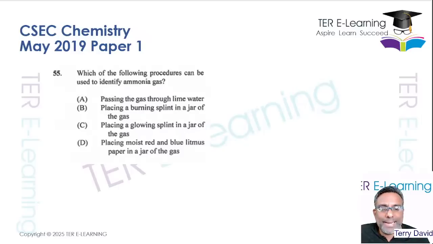So ammonia gas will react with moist litmus. We use lime water for CO2, so that's out. Place a burning splint into the jar, that is how we test for hydrogen. Place a glowing splint, that's oxygen. And therefore the answer is going to be D. So basically moist red litmus turns blue for ammonia gas. So that's 55.